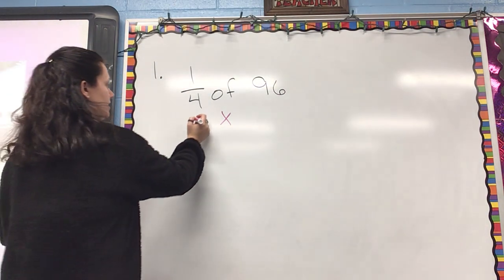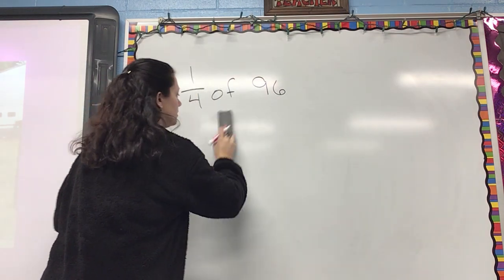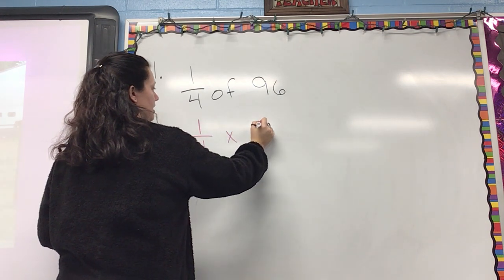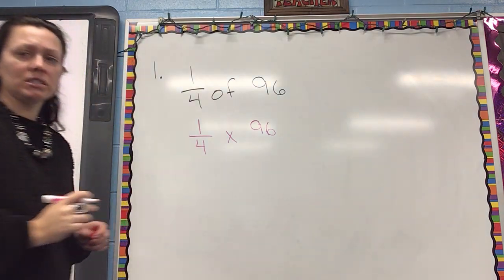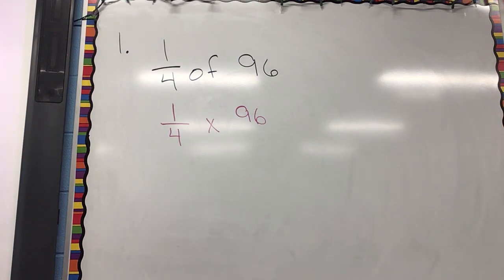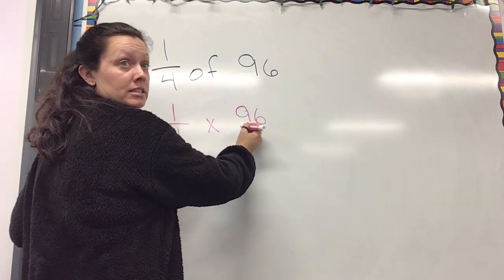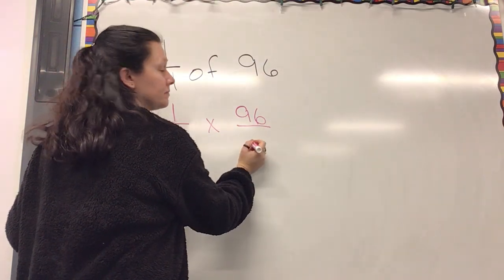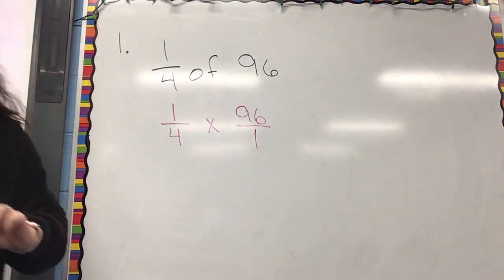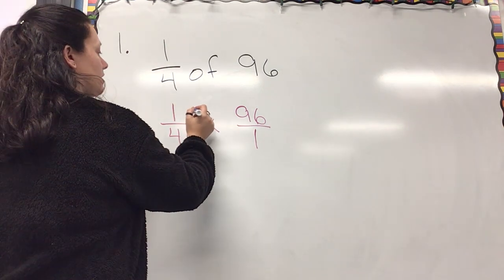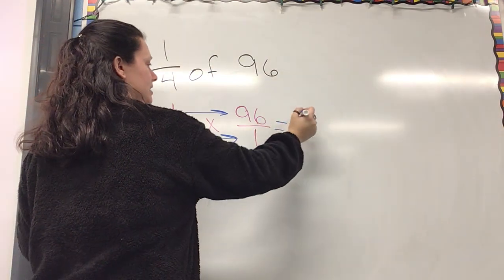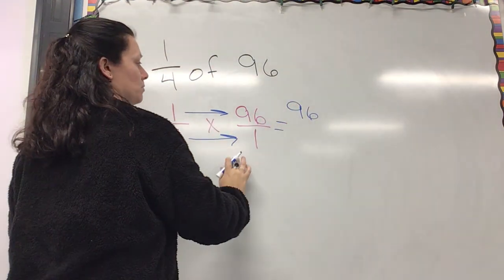Alright, so let's go ahead and rewrite then. I have 1/4 of, meaning multiply, 96. Now before I can multiply, I need to make that 96 a what, Bradley? Fraction. A fraction by putting it over what, Raina? 1. Very nice. And now am I ready to multiply? Yes. What direction am I multiplying, Brad? Across. Good, across. Alright, so 1 times 96 is? 96. 4 times 1 is? 4.